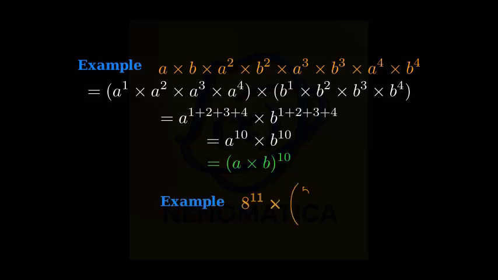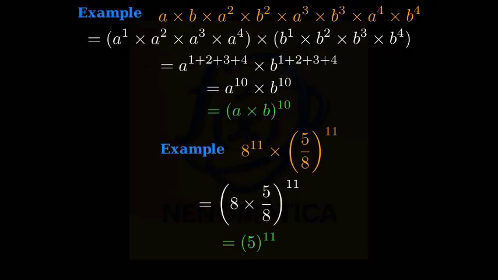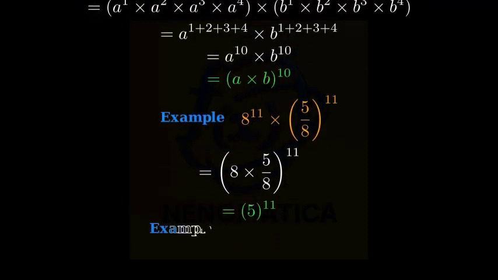8 to the power of 11 times the fraction 5 over 8 to the power of 11. Using the product rule for exponents, we can rewrite this as the product inside parentheses, 8 times 5 over 8, all raised to the power of 11. Simplifying the expression inside the parentheses, we get 5 to the power of 11.